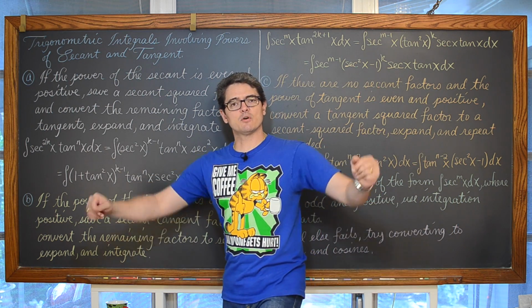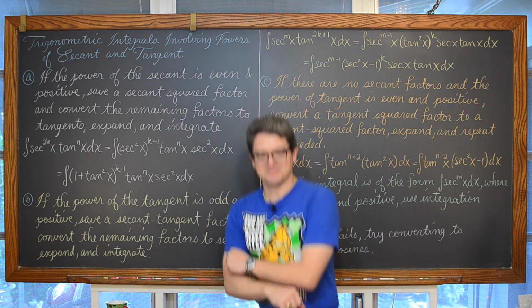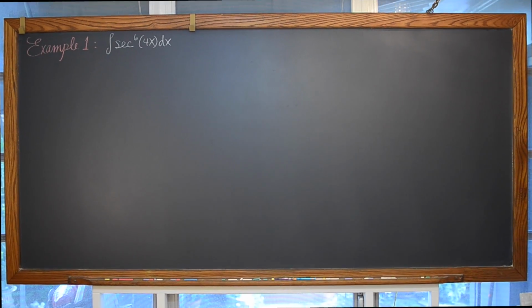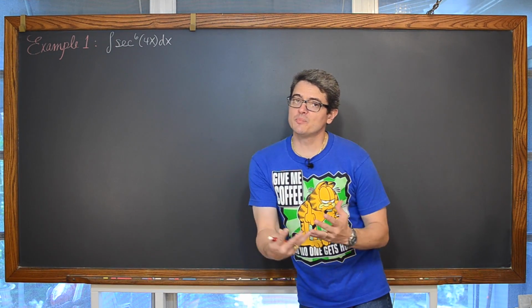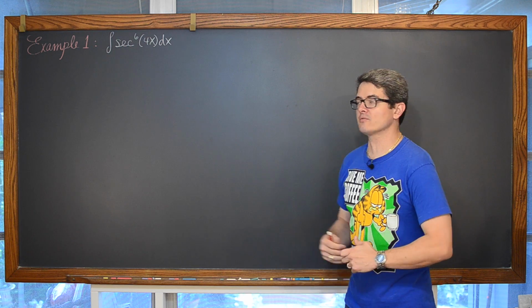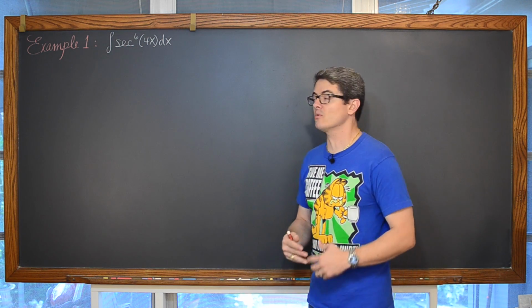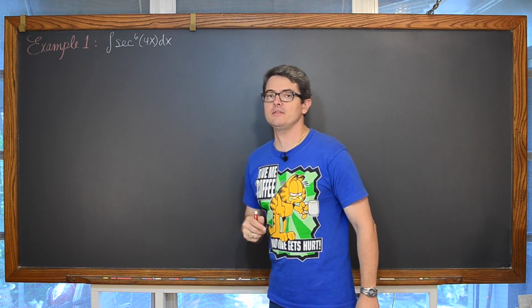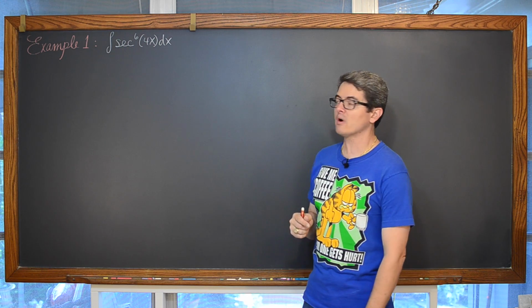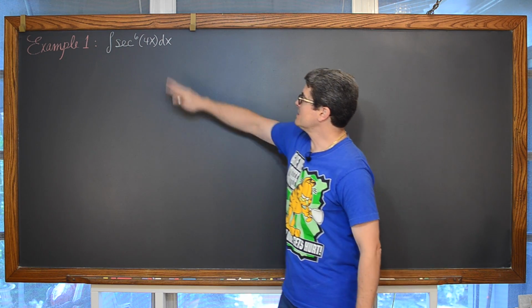So let's get on to our first example right now. Starting off with our simplest examples in the beginning and working through an increase in the difficulty through our examples, we have example number 1, the indefinite integral of secant of 4x raised to the 6th power dx.